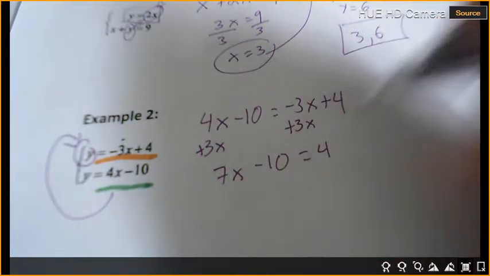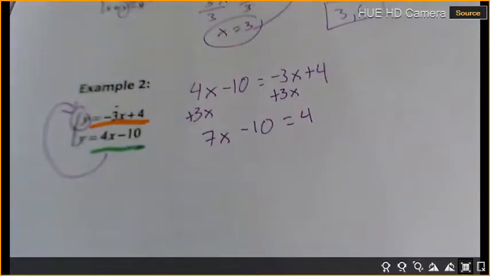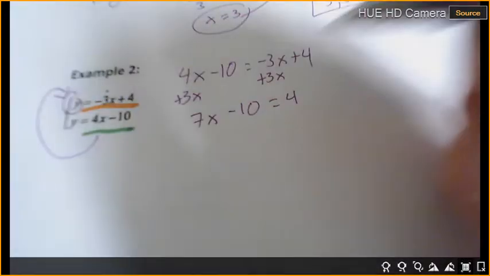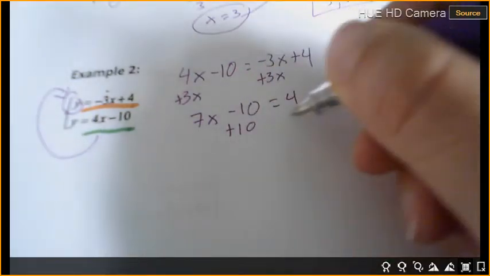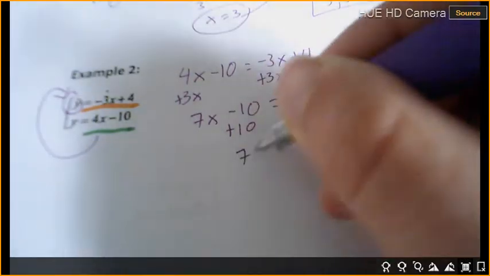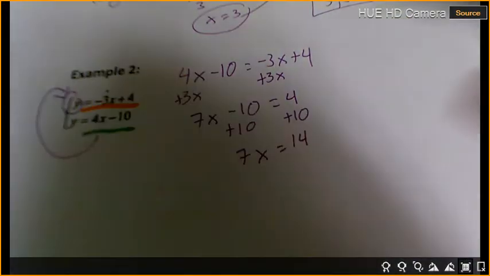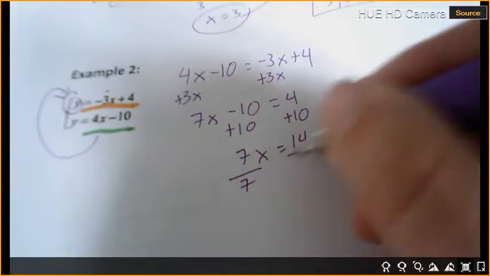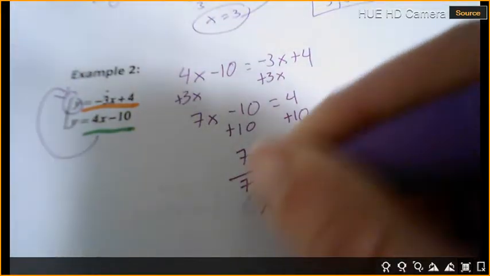What do I do next? You have to plug it in. Nope. What do I do next? Nope. Take the 10 and flip it in. Add 10 to both sides. Good. We'll get there. So 7x equals 14. What do I do now? Divide. Good. So x equals 2.